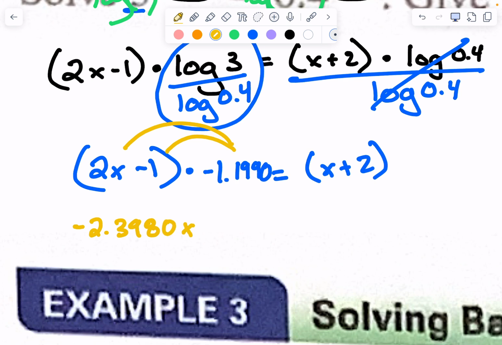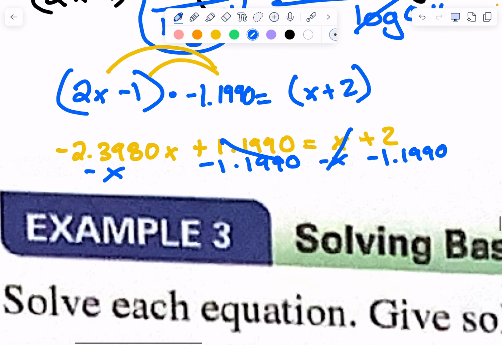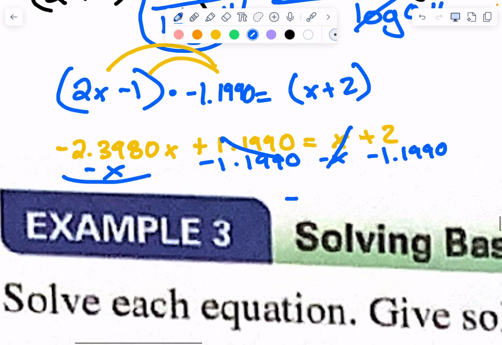Okay, and now we'll have an X on him. Okay, now this one. What if you take him times -1? Positive 1.1990 plus 1.1990 equals X plus 2. Subtract that 1.1990. Yep, I like it. Minus the 1.1990. Minus that X. Okay, and I'm going to minus the X to this side. So what's that give you if you subtract the X? Well, it's going to be 0.801.